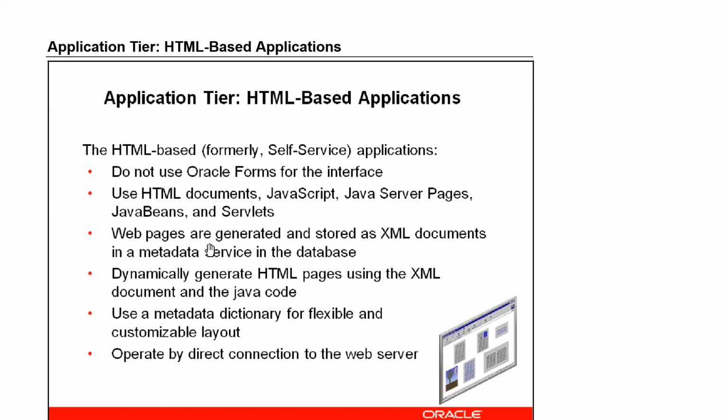The web pages are generated and stored as XML documents in the metadata service in the database. They dynamically generate HTML pages using the XML document and the Java code. They use the metadata dictionary for a flexible and customizable layout, operated by a direct connection to the web server. So this is what HTML pages are.